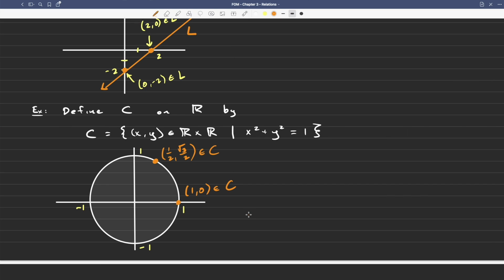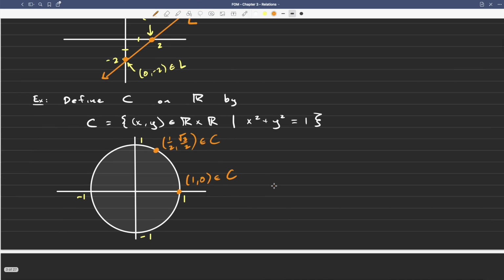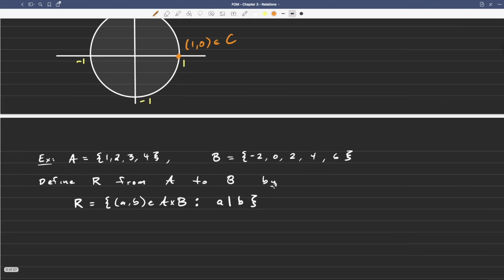All right, so that's typically the way that relations get defined, by some sort of real mathematical relationship. Could be an equation, could be some other relationship like less than or divides or something to do with modular congruence. We have all kinds of things we can use.